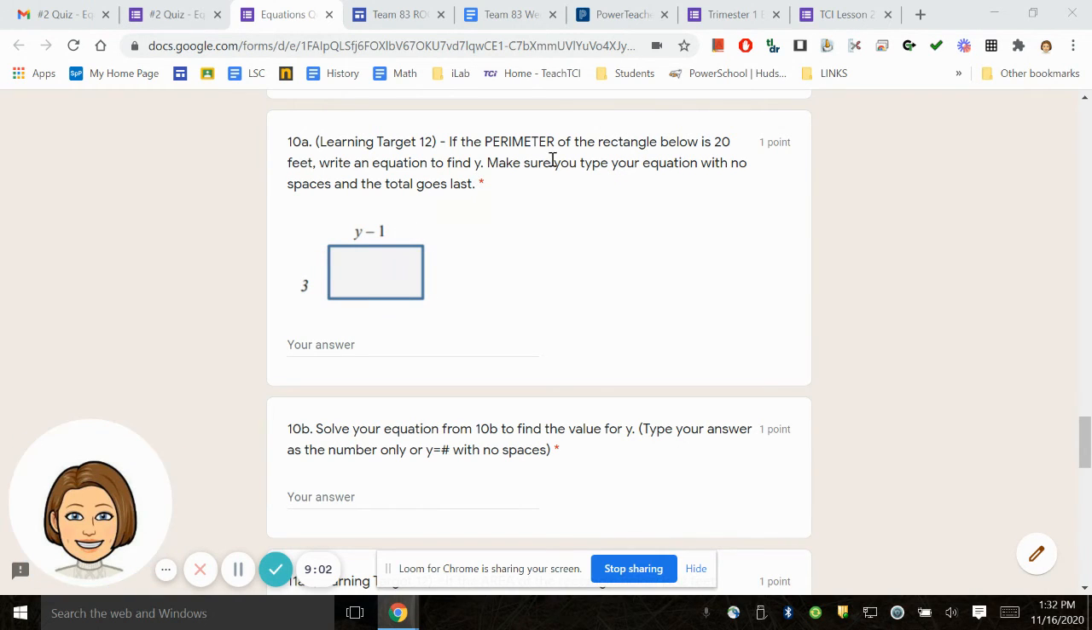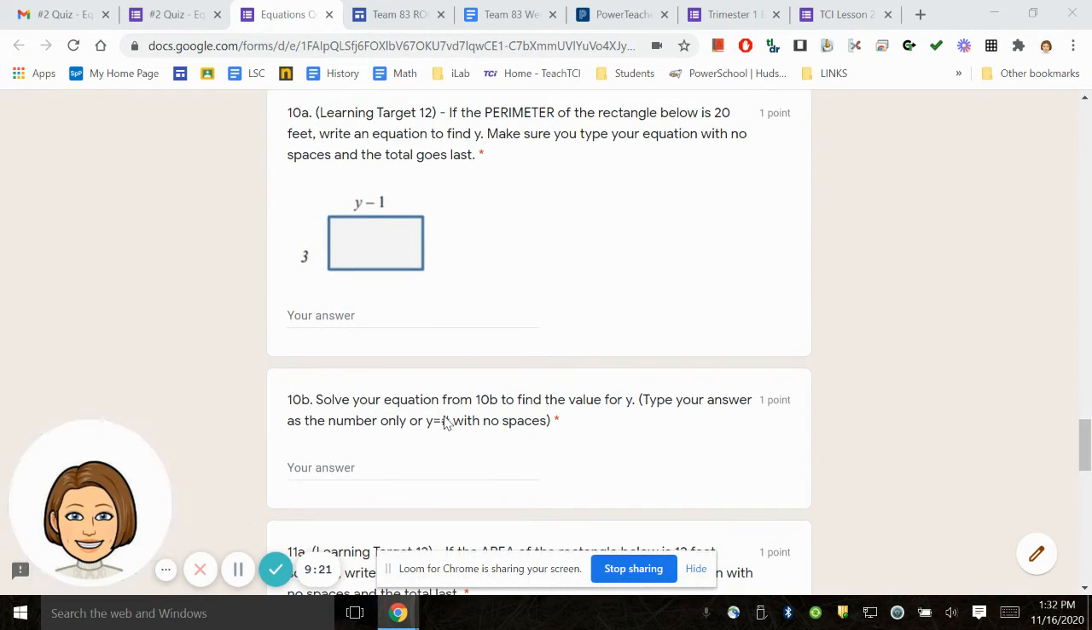It says if the perimeter of the rectangle below is 20 feet, so a total of 20 feet, write an equation to find y. Make sure you type your equation with no spaces and the total goes last. Okay, so I'm just looking for an equation right here. Make sure it's in standard form and you simplify it. You combine like terms. For 10b, you're actually solving for y. Okay, so use this equation that you came up with in 10a and solve it for 10b.